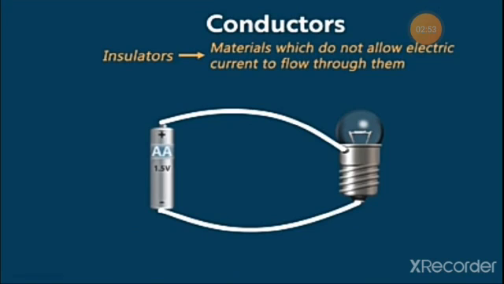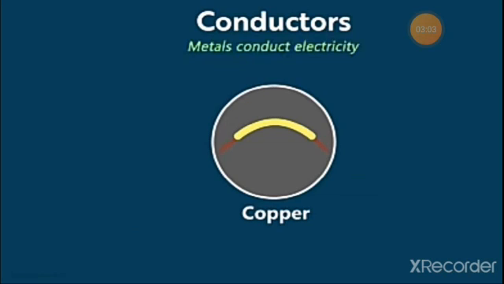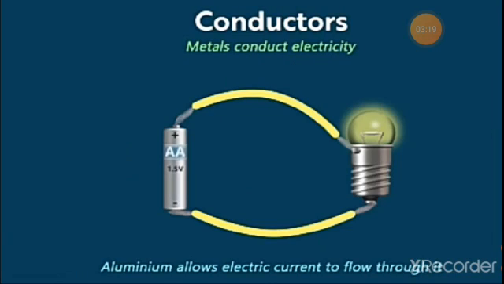Now, let's discuss conductors in a bit more detail. Besides copper, what are the other materials that conduct electricity? Almost all metals conduct electricity. Silver, gold, aluminium, iron and mercury are a few other examples of metals that conduct electric current or electricity. If we replace the copper wire in our circuit with aluminium ones, then you will find that the bulb is still glowing. This means that aluminium allows electric current to flow through it.